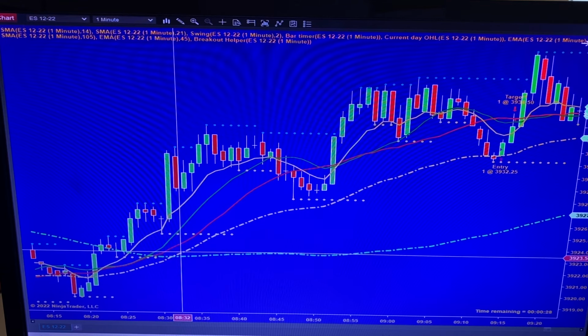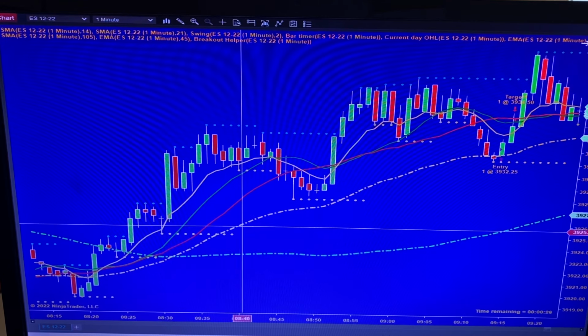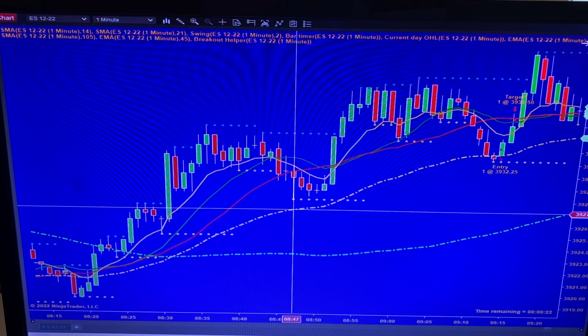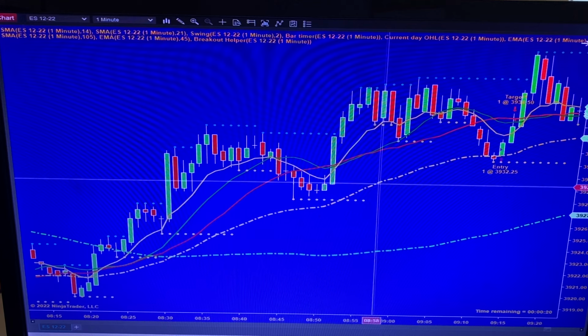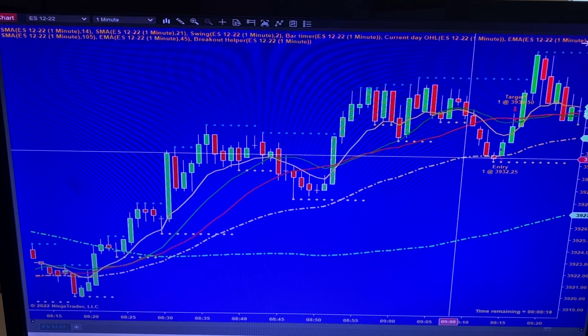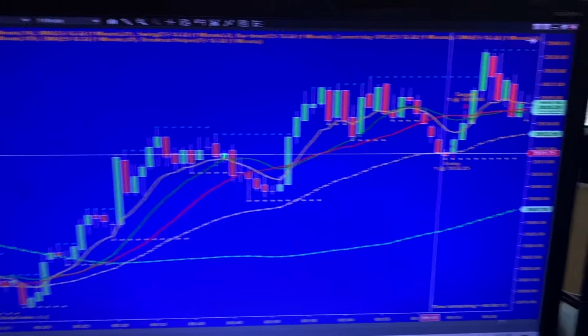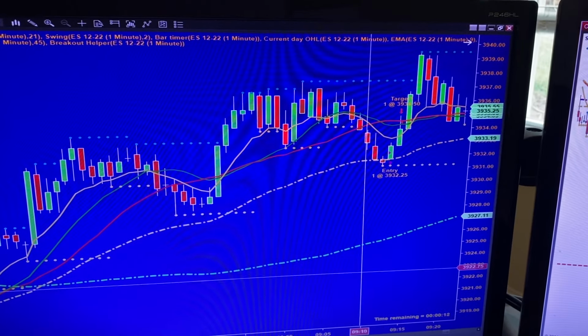Now, by the way, this is your 5 minute EMA. So this is your 5 minute EMA set at 45. Here it is, here it is, here it is. And bam, there's your first test of it over here. Okay?